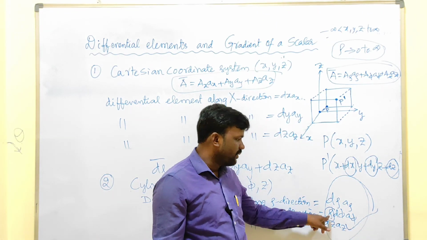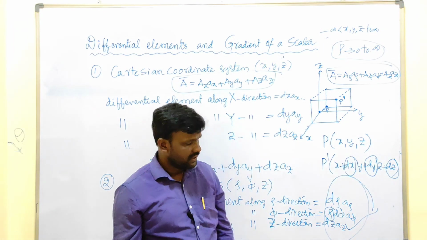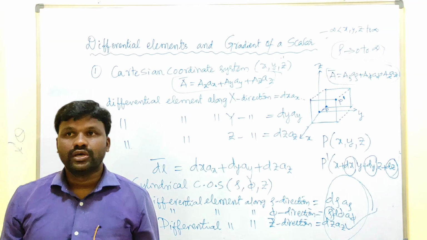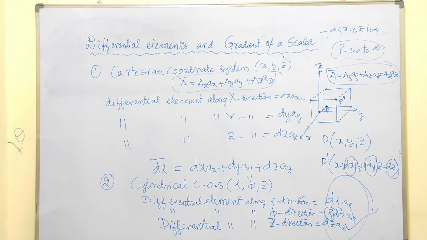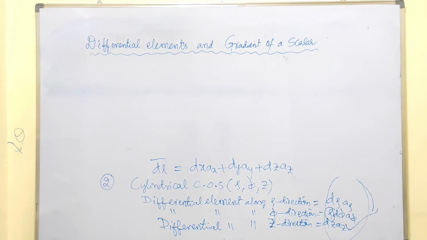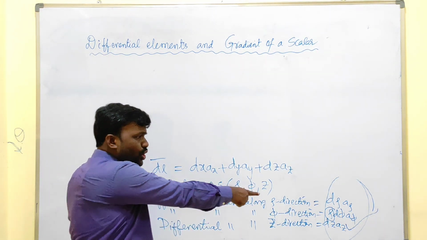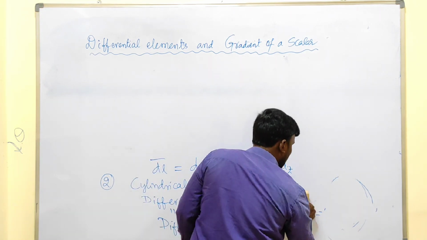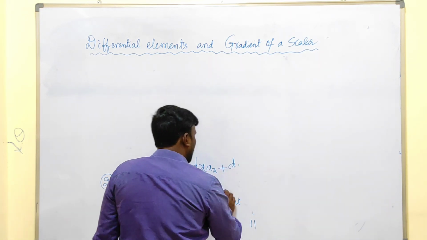Of course, we can remember the differential element along the phi direction like this. This phi is the angle made by whom? Rho. Now we will see how we get the differential element along the phi direction as rho d phi a phi. Let us draw that cylindrical coordinate system.